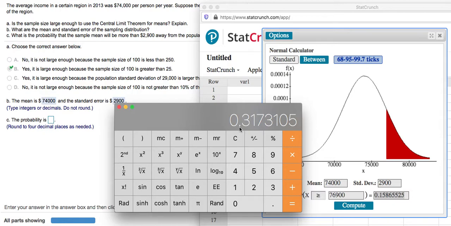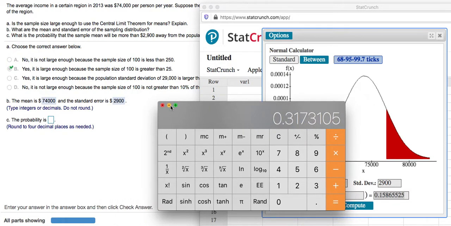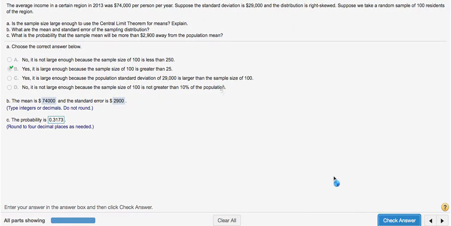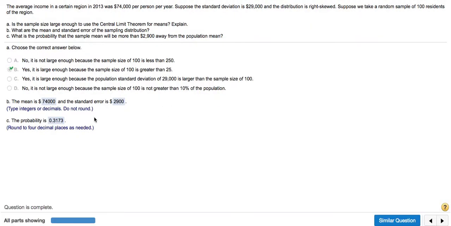Rounded to 4 places, it's 0.3173. Okay, I'll check my answer. All right, so that is it for this problem. And just to point out that more didn't mean just greater than because of this term here, away. That meant you could be either above, but also on the other side, below, which is why I doubled the value that I got from the calculator.